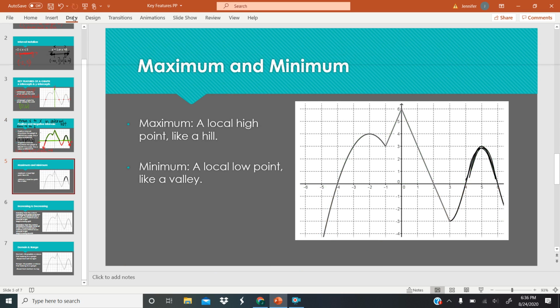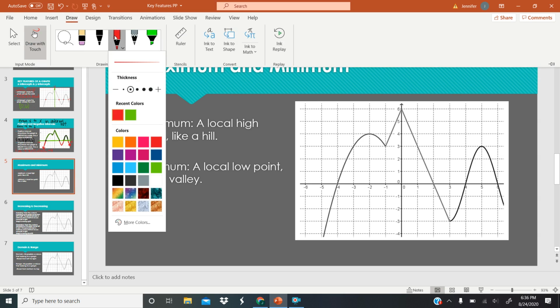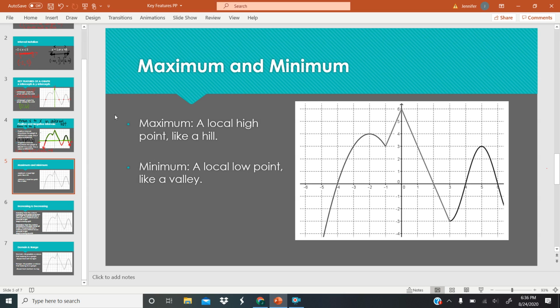So next, and this one might be a little bit easier. I think you guys have seen these before. Next, we're going to do maximum and minimum. So a maximum, it's just a local high point, and so it's like a hill. So for the purposes of this class, we're going to be doing relative maximum and minimum. So I think in some other classes, you may have been using infinities as a max or min, but in this class, it's just going to be where there's like a hill for a maximum or a valley for a minimum.